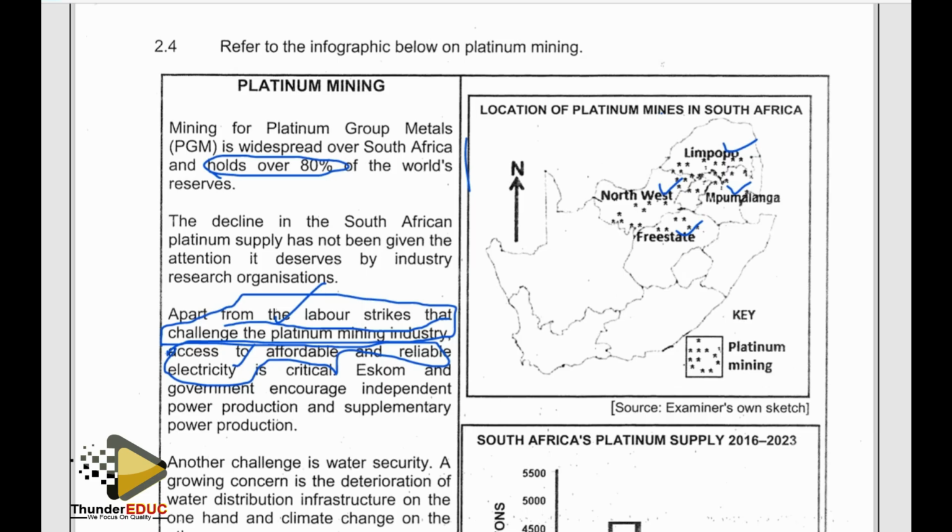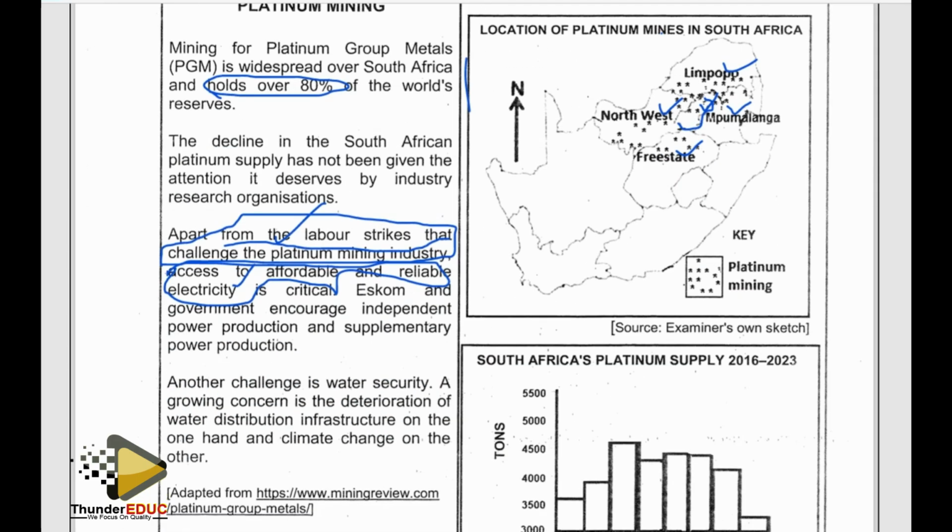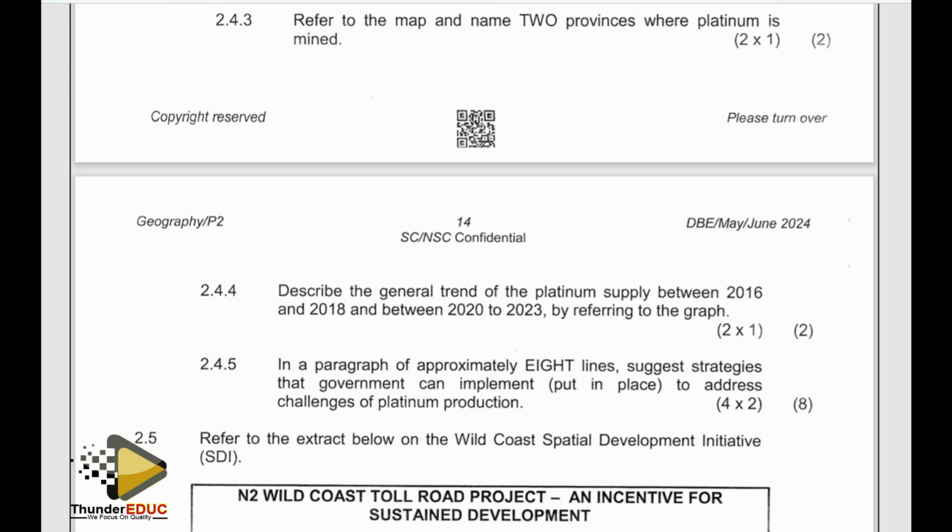Here, this is Gauteng, though it's not named. Gauteng is somewhere in between here, also having the same symbol. So it's Limpopo, Gauteng, Mpumalanga, Free State, and Northwest. Those are the provinces according to the map that do have mining activities for platinum.